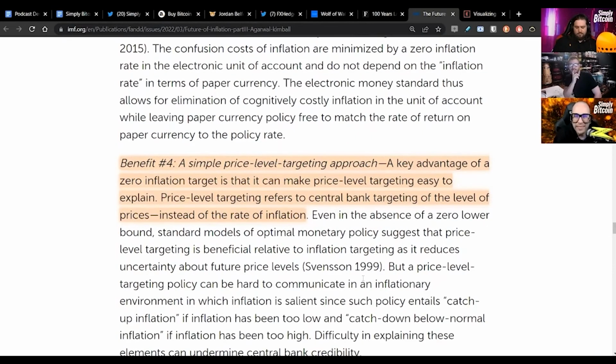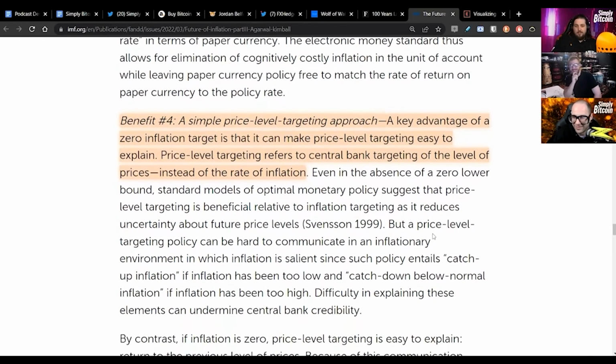Benefit number 4, a simple price level targeting approach. That sounds like some weird price fixing shit to me anyways. A key advantage of a zero inflation target is that it can make price level targeting easy to explain. Price level targeting refers to central bank targeting of the level of prices instead of the rate of inflation. Does that sound like price fixing to you? I don't know what that is. Adrian? Well, thoughts? This is one step before communism, bro. This just sounds ridiculous.